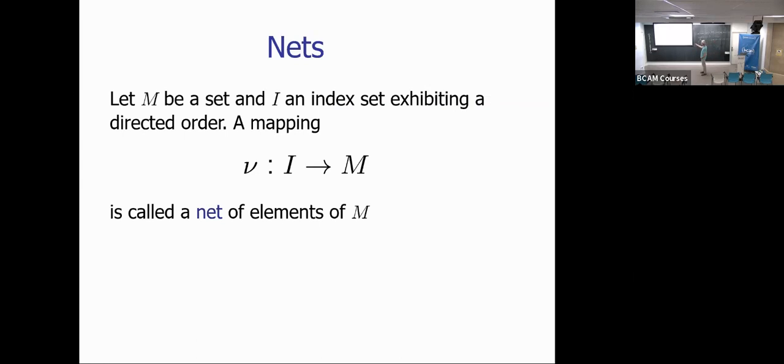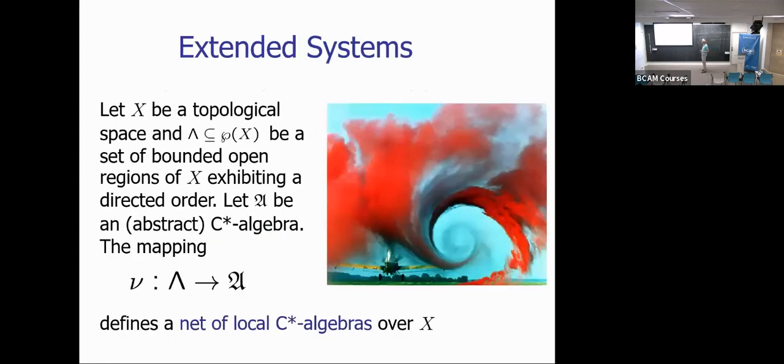Just in case the index set exhibits a directed order, I have already presented that here. That's the point that we need here: we must be able to give an ordering relation between the indices, and this translates to the elements of the base. And this can now be used for the definition of spatially extended systems.